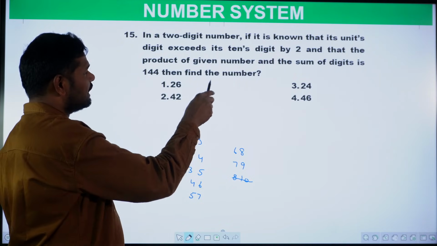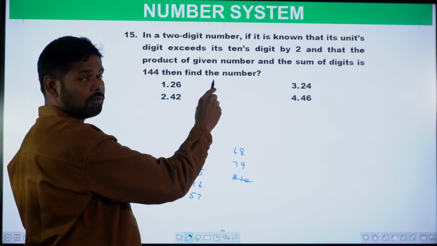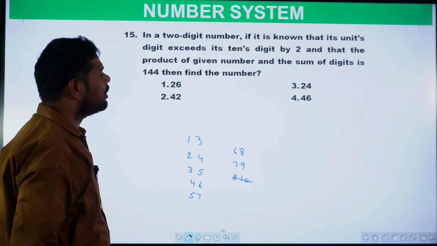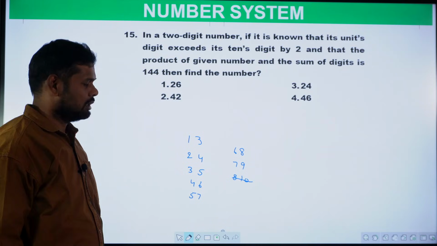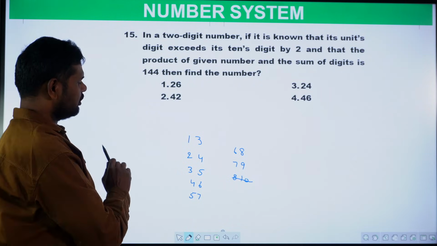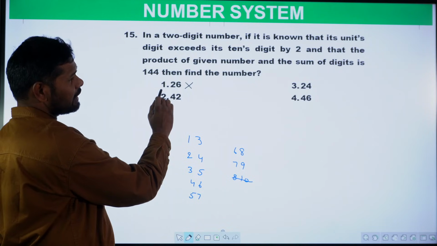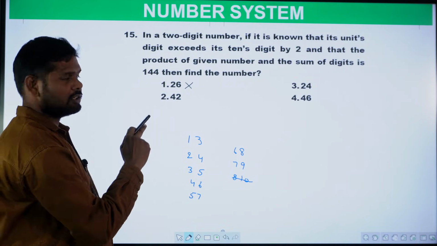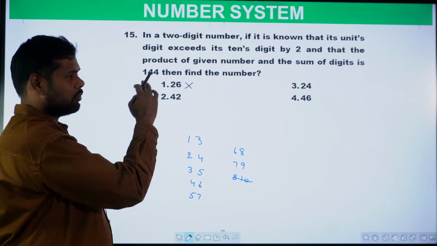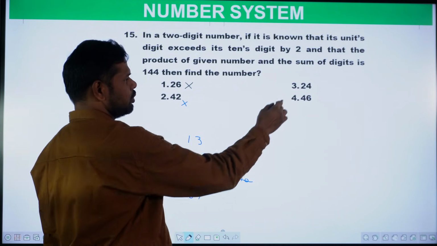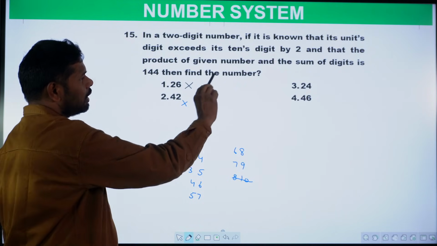And the product of the given number and the sum of its digits is 144. Just observe the options. 26 is not correct, because the units digit is thrice, but it does not exceed by 2. 42 is also eliminated: here it is 4 minus 2. These two are possible. Now the second statement.